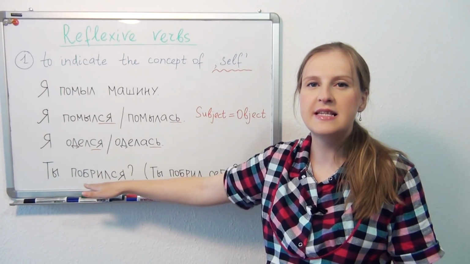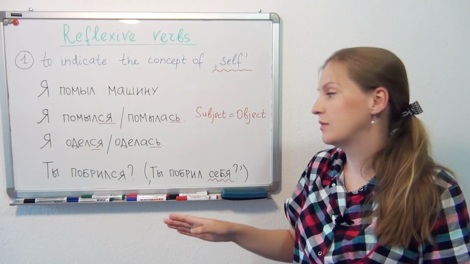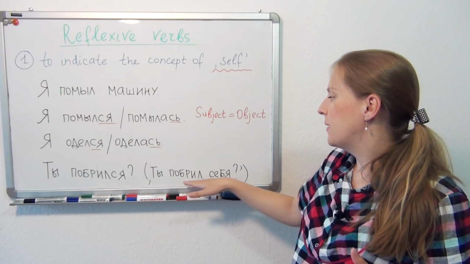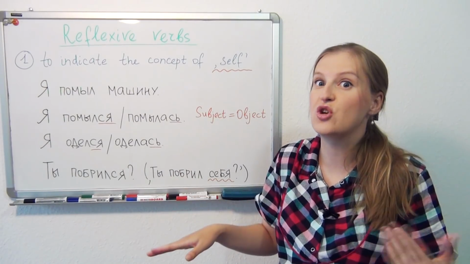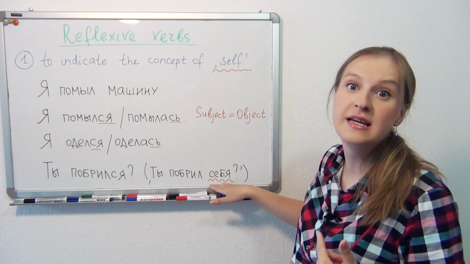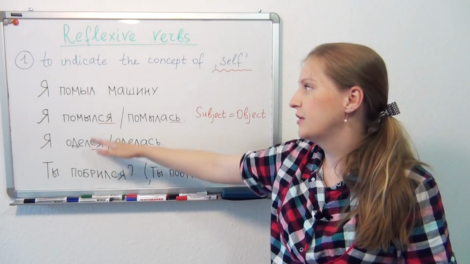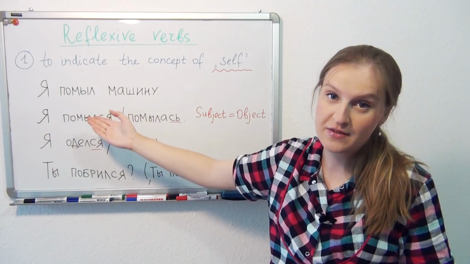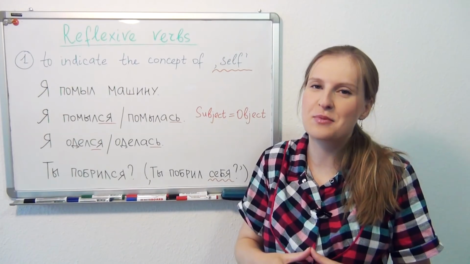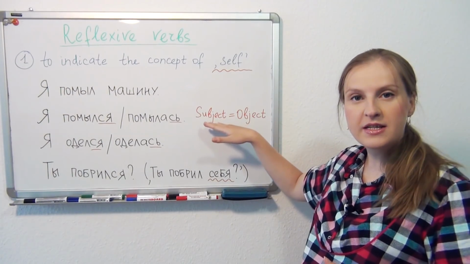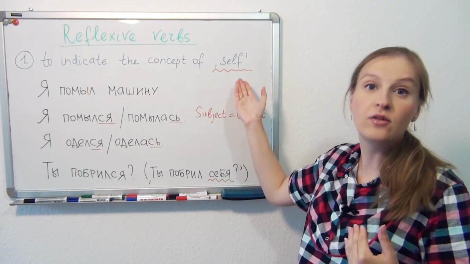Well, we can substitute the sentence with another sentence, which is a little bit awkward, but it shows the idea. Ты побрил себя? This sentence is very close to the English one, have you shaved yourself? Because we use the reflexive pronoun себя. However, this sentence is not very common. Here we better use the reflexive verbs. Although я помыл себя can also exist. It's also possible. So remember, the subject and the object are the same person. You do something to yourself.